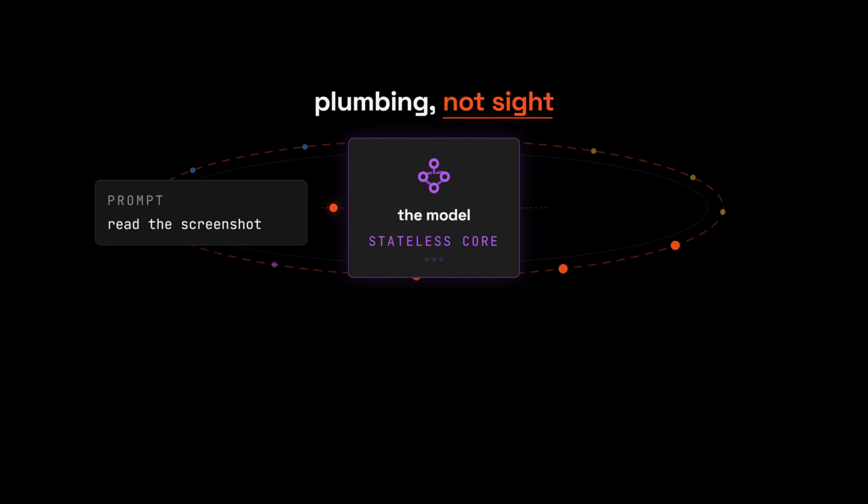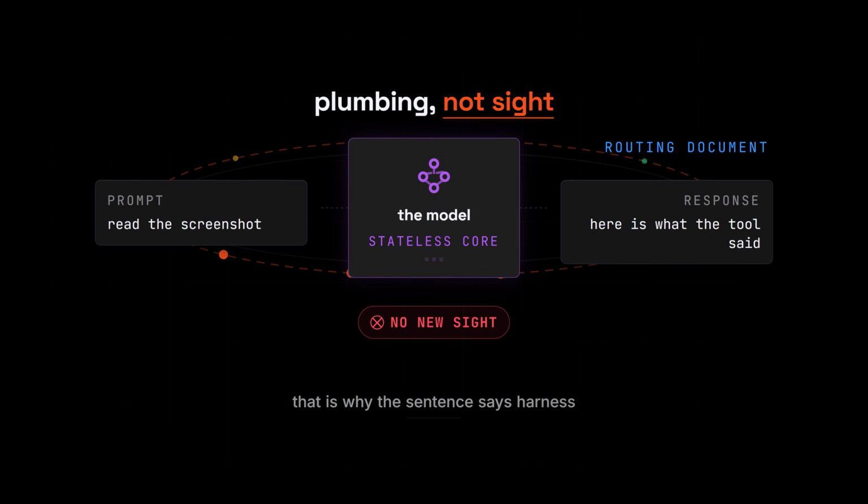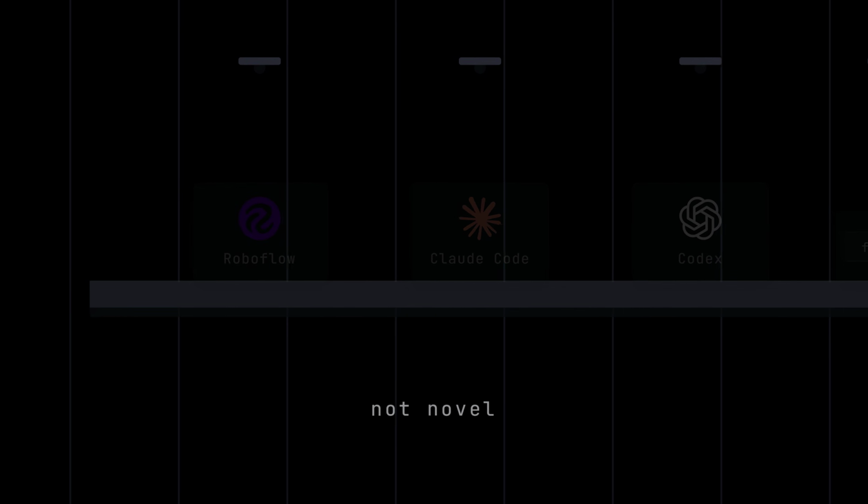So the accurate description here is plumbing rather than sight, a standard way for an agent to hand the right modality to the right tool. That is why the sentence says harness and not model. But plumbing is not novel either, and this is where the announcement takes more credit than it earned.